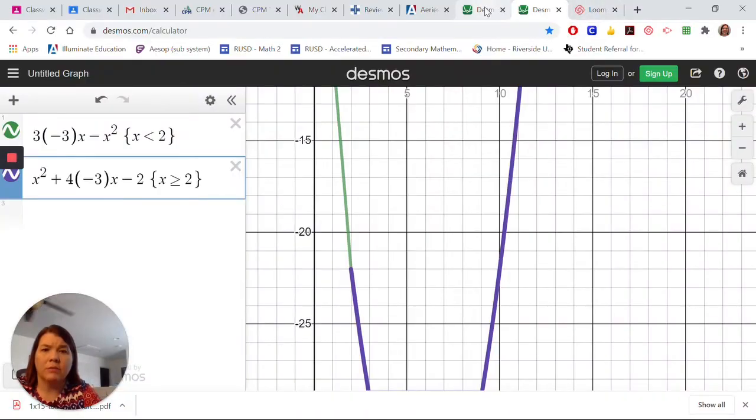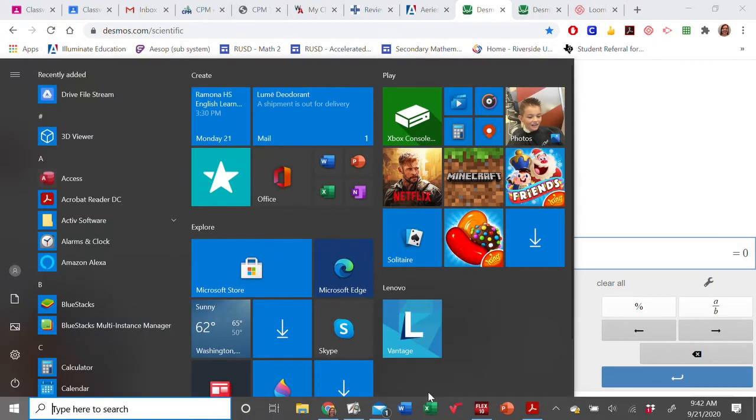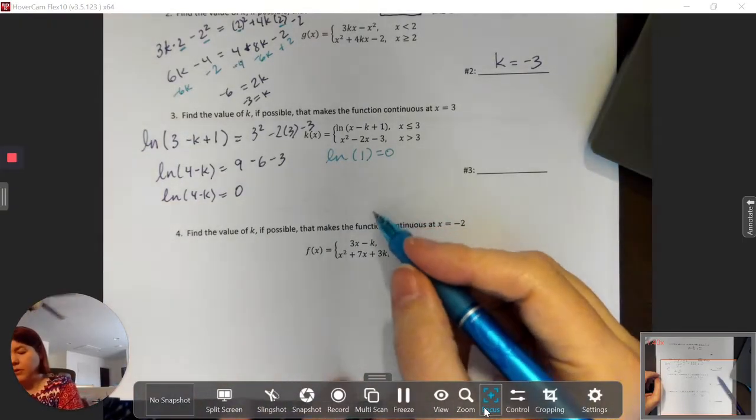So my good friend Desmos right here, really, really handy. So natural log of 0. Oh, that's undefined, so it's not that one. 1. Oh, okay. So when they take the natural log of 1, I get 0. So I just kind of remember that. The natural log of 1 is 0. Written that on my paper. And so the natural log of 1 is 0.